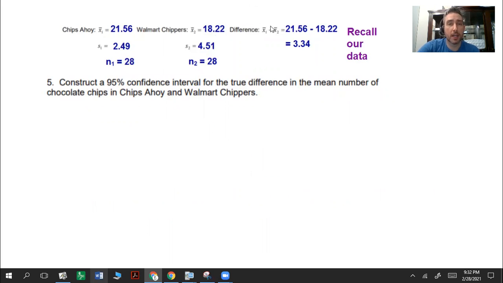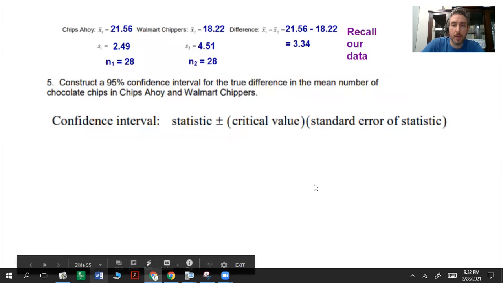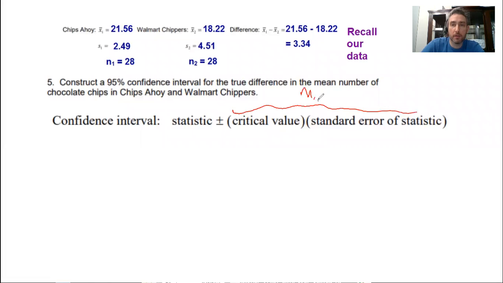Recall our data. I just kind of copied that up here. Now let's construct the interval. There's a lot of steps in this. Of course, this is the 4-step process, right? We want to construct the interval, but remember the formula for a confidence interval is statistic plus or minus a critical value multiplied by the standard error. Remember that is the margin of error. Let me annotate on there. This right here, that's your margin of error. So it's your statistic plus or minus your margin of error.